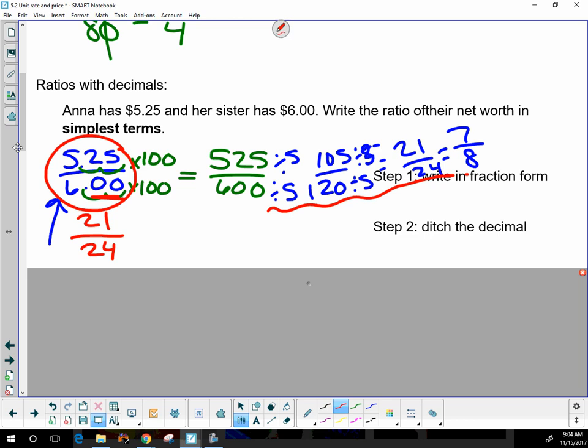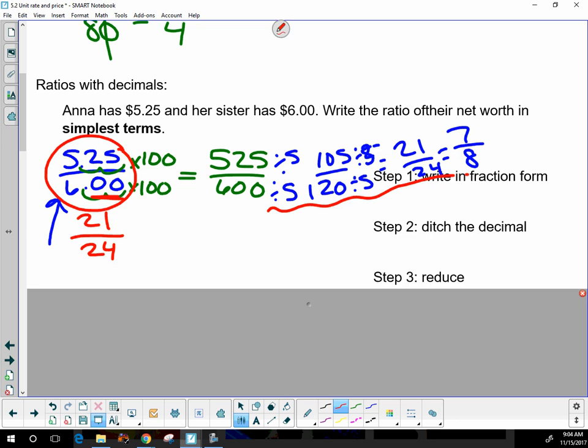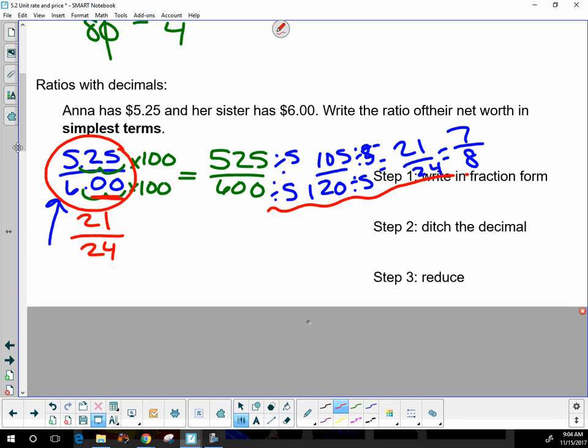If not, we're just going to follow the steps. Step 1, write in fraction form. Step 2, ditch the decimal. And step 3 was reducing. And I still need to reduce this to 7/8.